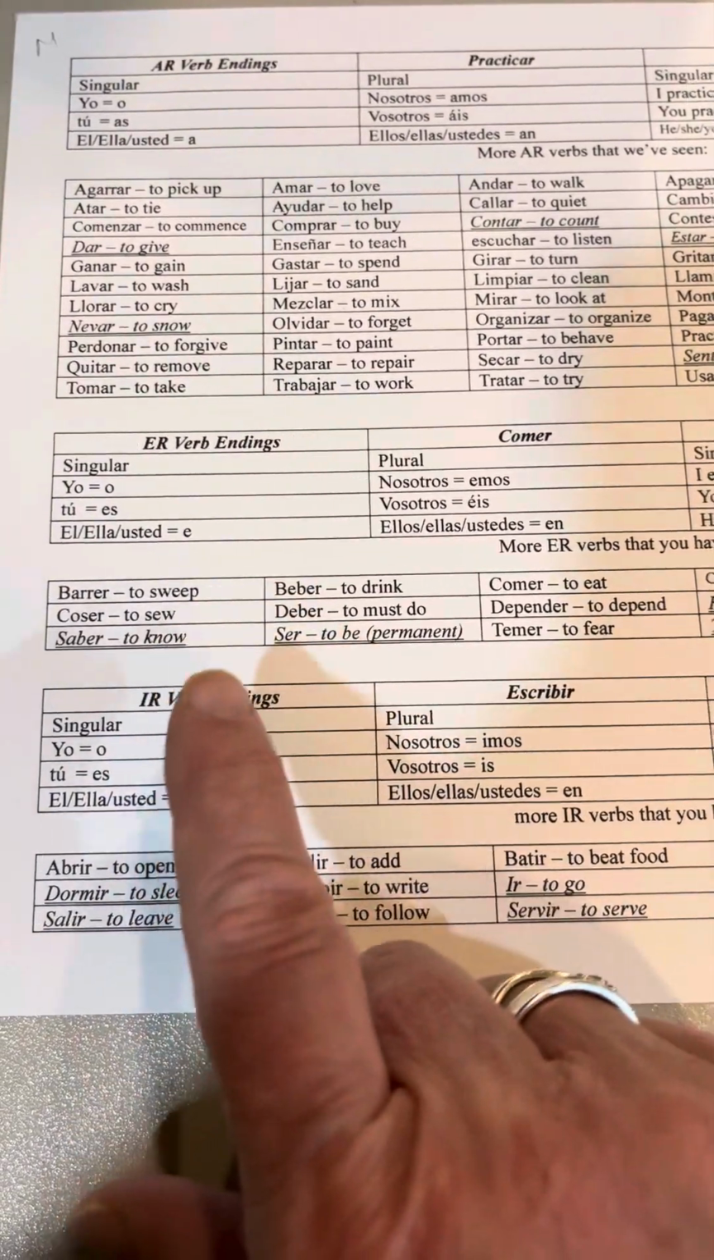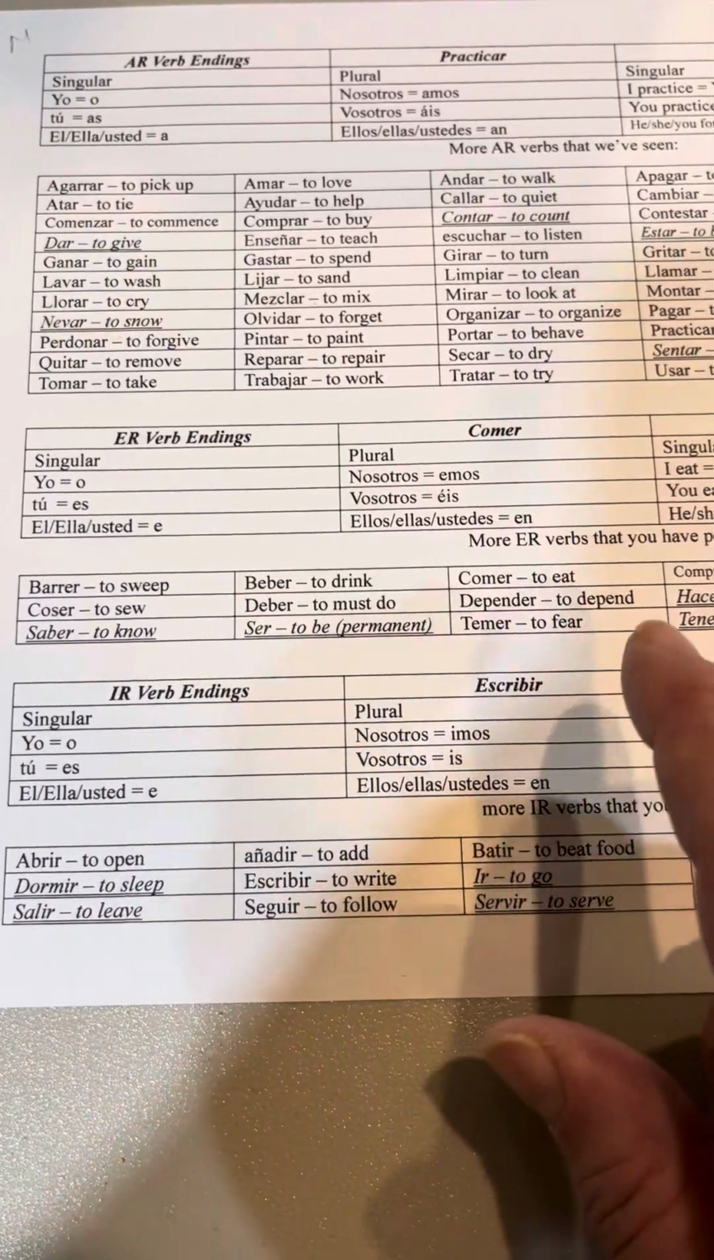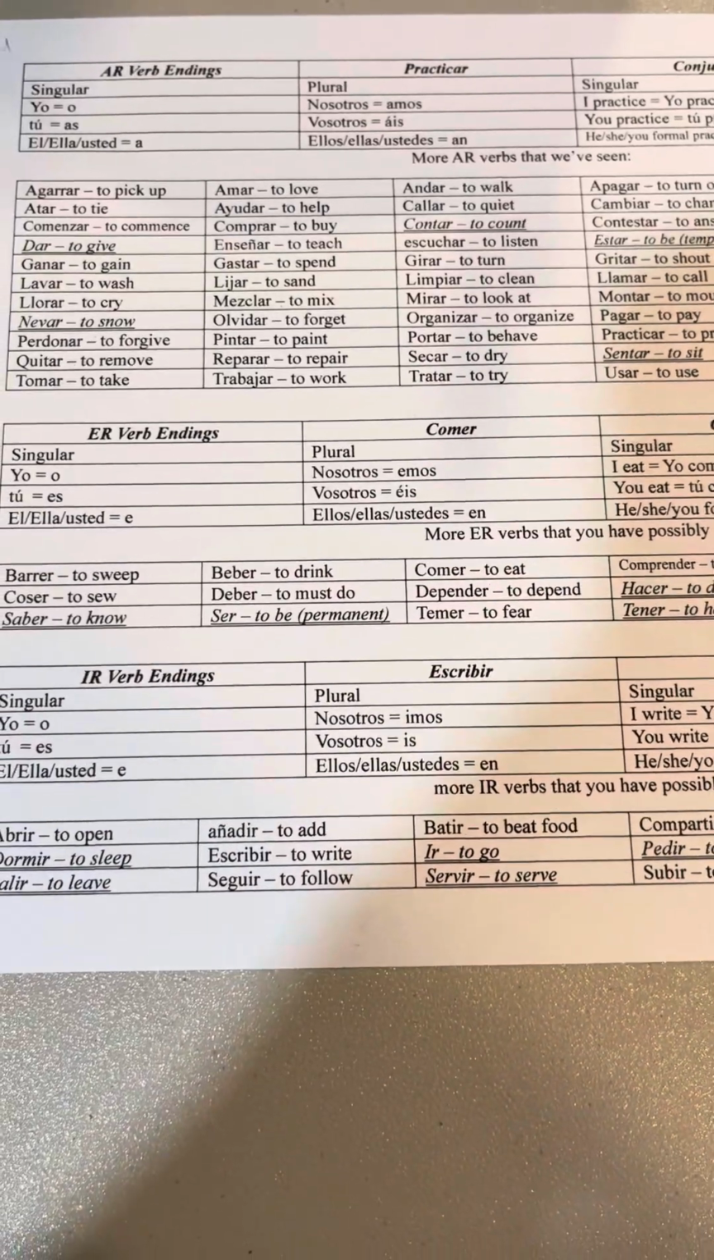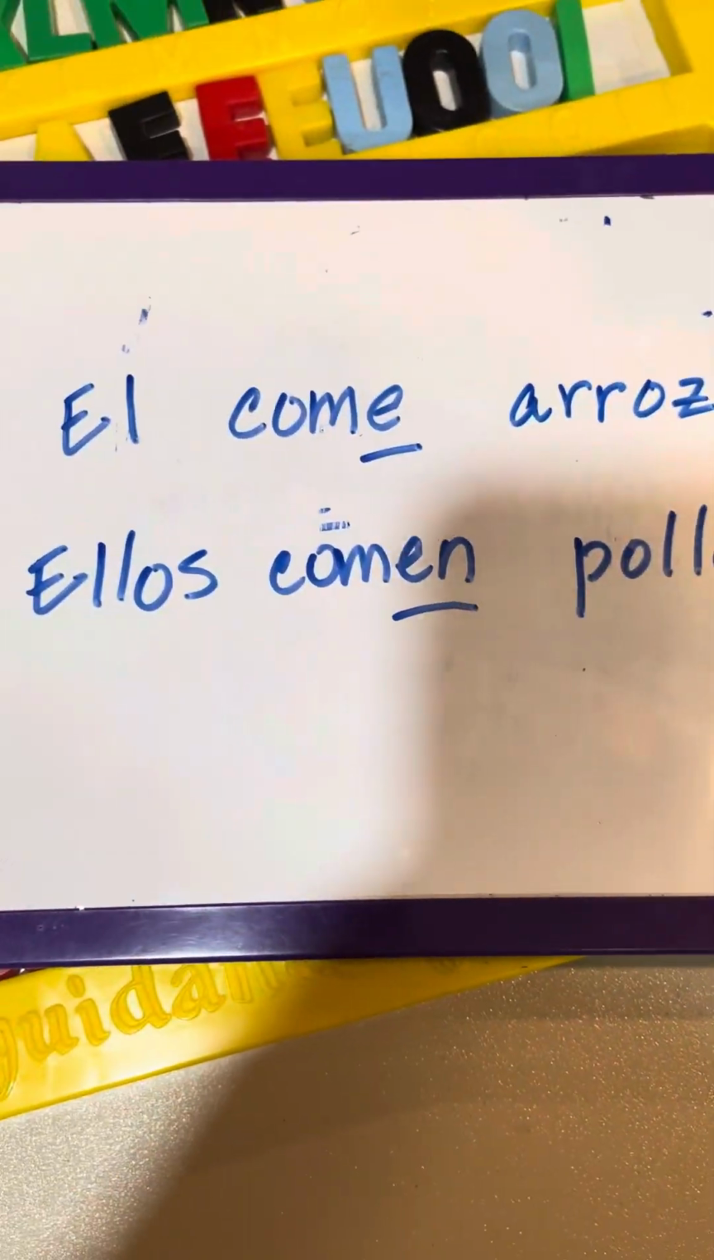You would use barrer. You might use coser. You might use depender. Pick ones that you would use. Beber for sure. Comer for sure. And then conjugate them into a sentence.